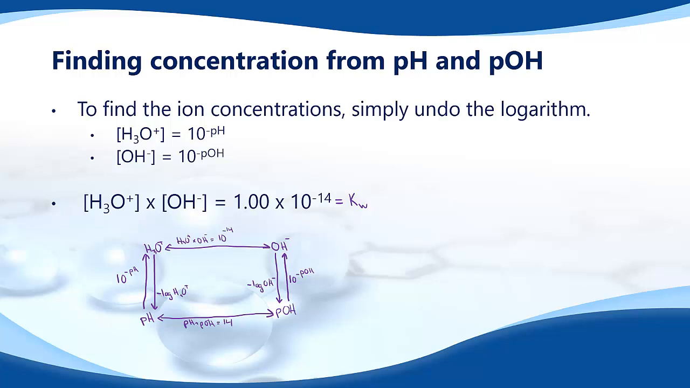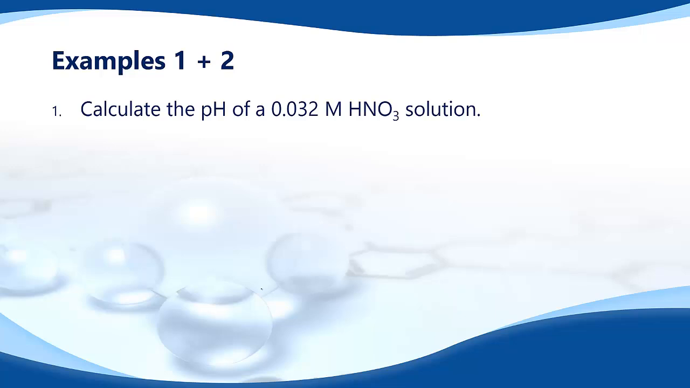Right, so let's try a couple of examples with this. So first example, I have nitric acid solution, and it has a concentration of 0.032 molar. Now, in order to find the pH of this, I'm going to do my negative log. All right, so pH is equal to negative log of H3O+.